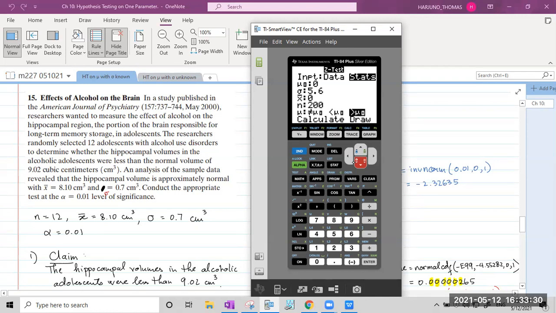Okay, you read that again. The claim for the mu is 9.02. Population standard deviation 0.7. Sample mean 8.1. Sample size is 12. And we are checking for less than the claim mu, which is 9.02. That's what we get. Let me screenshot this first.